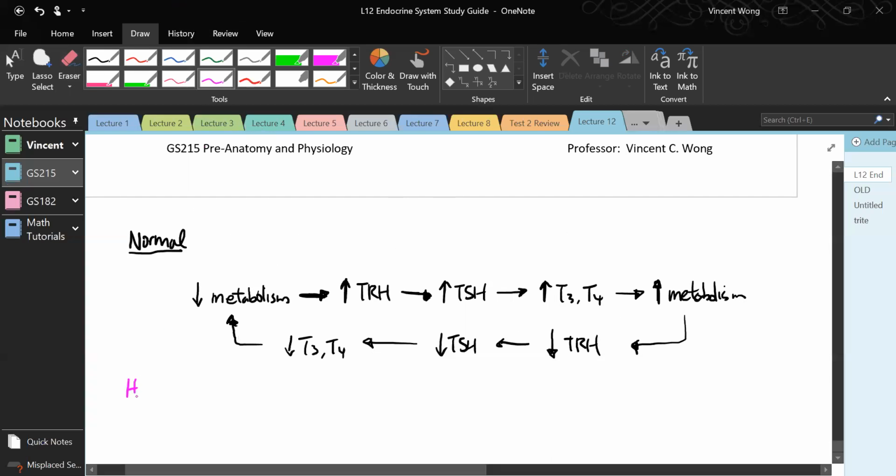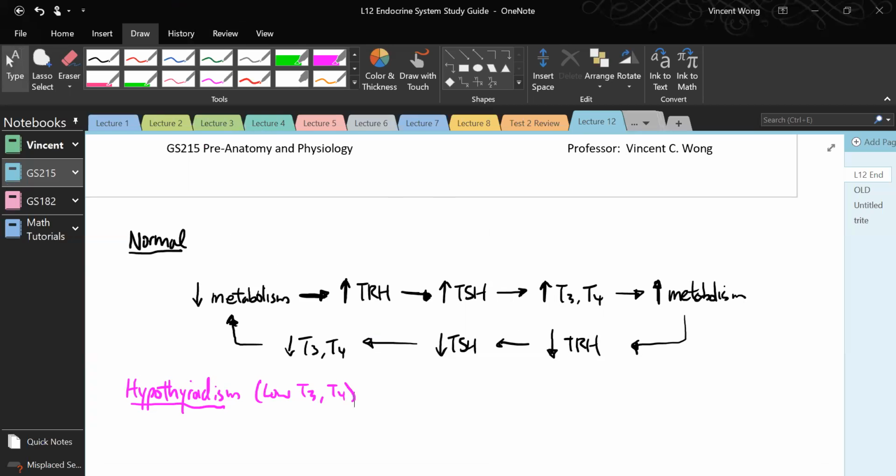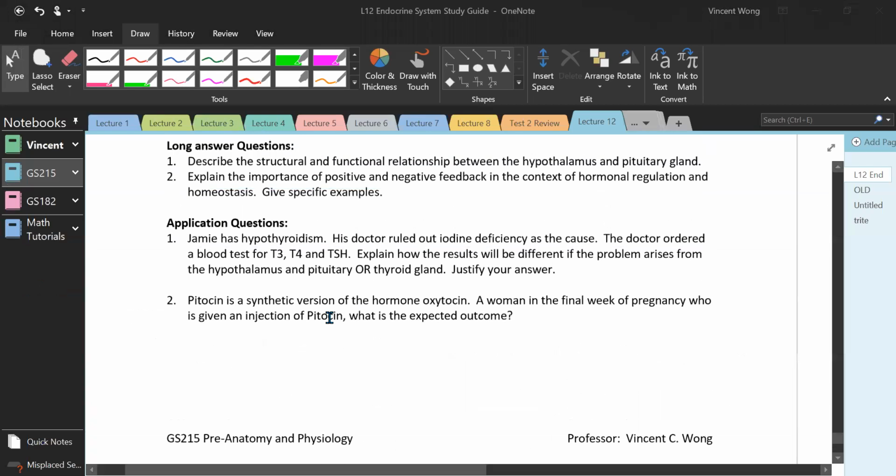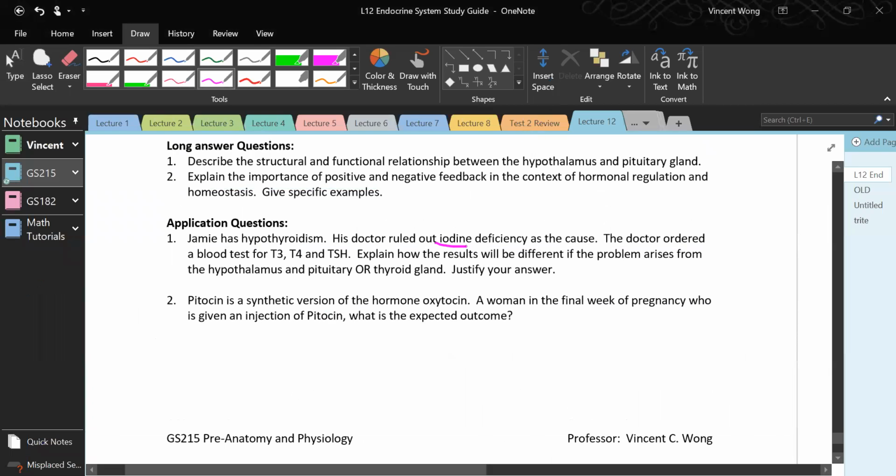Okay? So in hypothyroidism, right? Basically, it's characterized by low T3 and T4. Okay? So let's see what the problem is. Okay? So the question says, the doctor ruled out iodine deficiency.